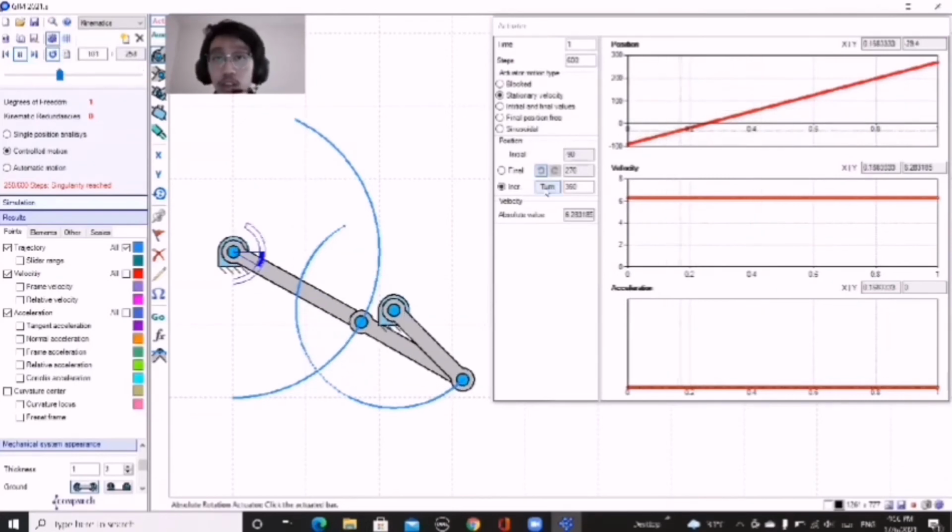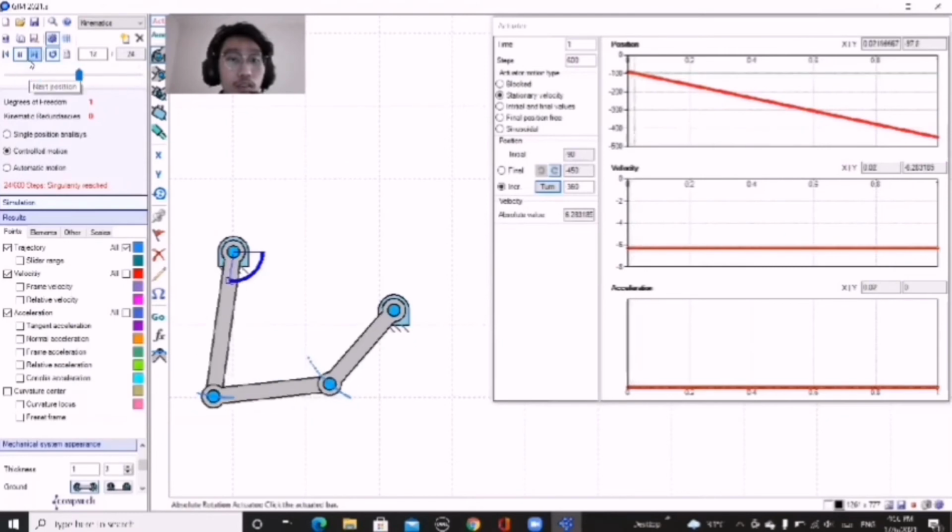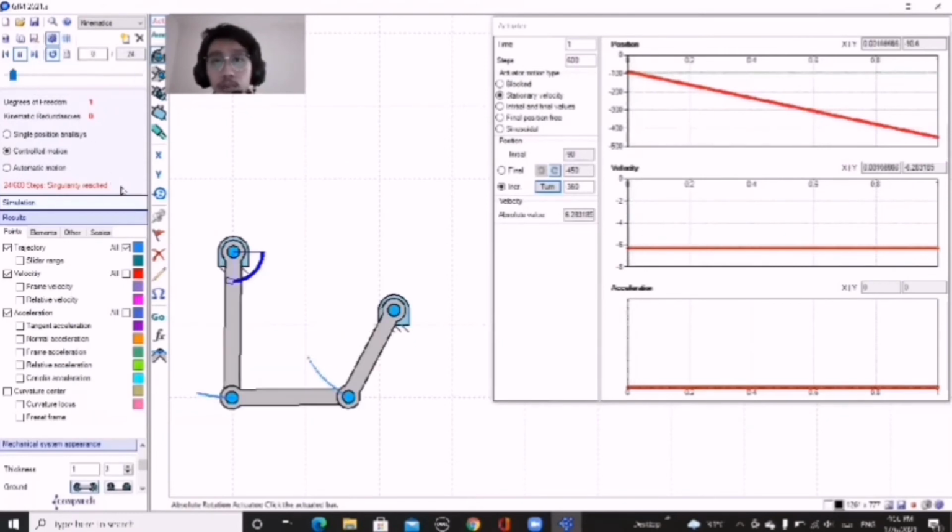Then if you click on turn, the graph changes. The position changes, the velocity also changes. And the track of the joint also becomes smaller. So as you can see, the movement will become like this.